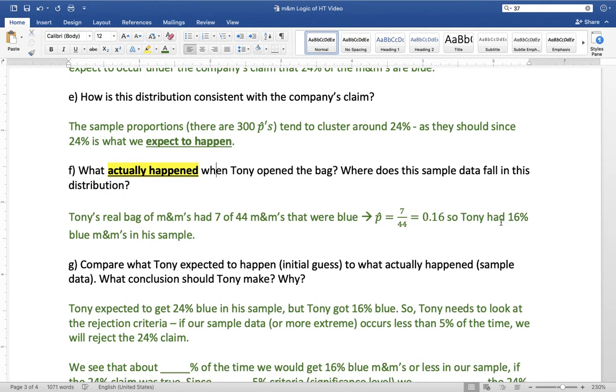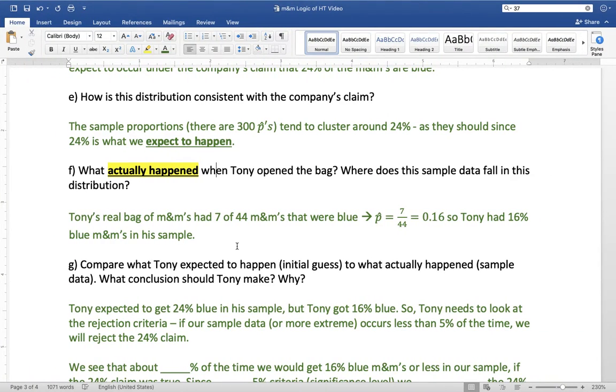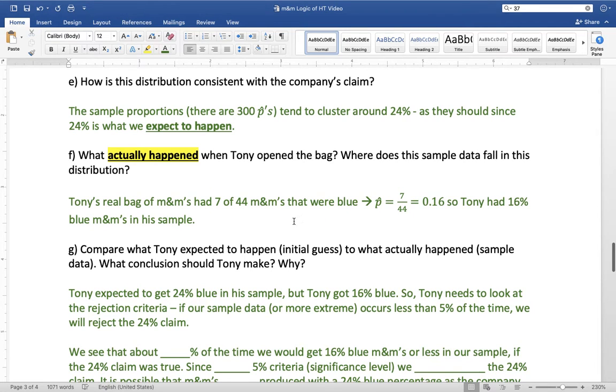So Tony found 16% of blue M&Ms in his sample. Where does that actually fall? Let's take a look. If you look at the expected distribution, 16% is like right here. So we can see that a bunch of times that happened when we were doing our simulation. But Tony's bag would be one of these. So his bag of M&Ms falls here, on the left side of the curve, on the left tail. The bag falls there. So we see where that is, and we know where Tony's bag actually fell.